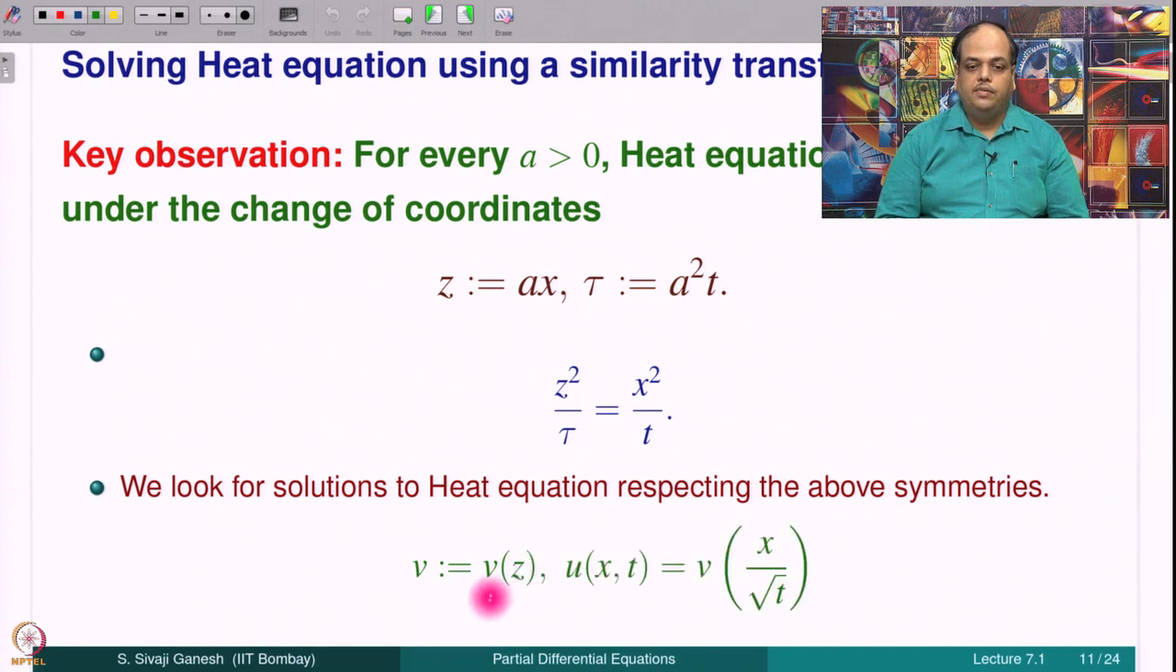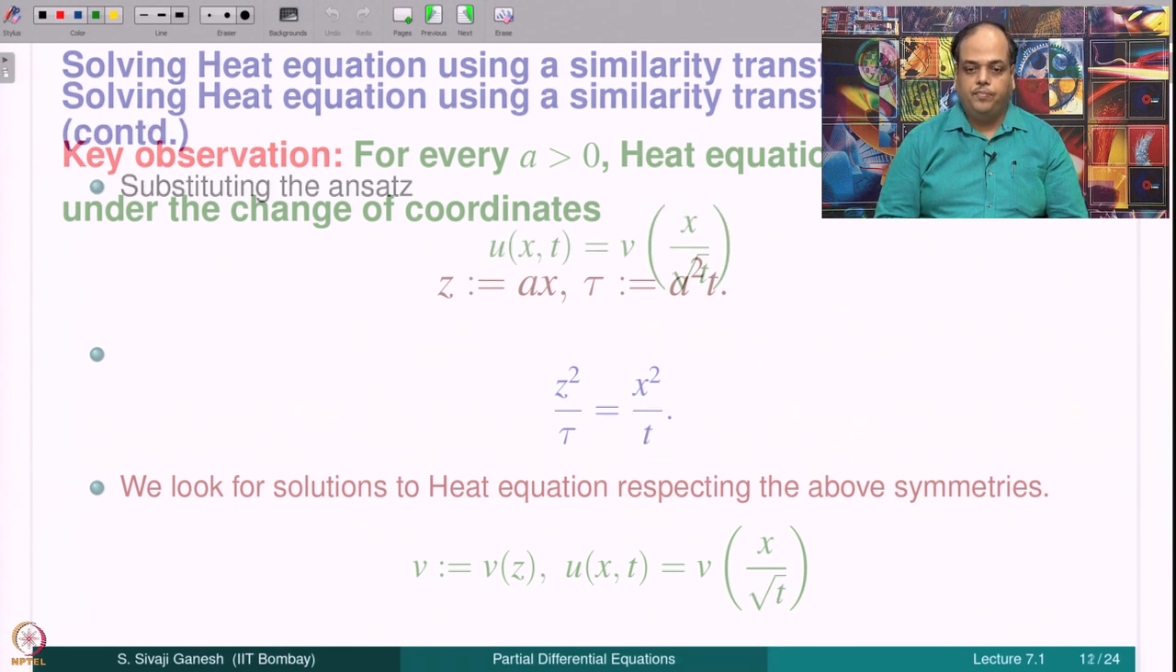Okay, this z is different from this z. I should have called it v of some other variable s. So, u of x, t equals v of x by root t. Take a function of one variable and look for u of x, t as v of x by root t. Here, x by root t is coming from this equation, x squared by t, equivalently x by root t.